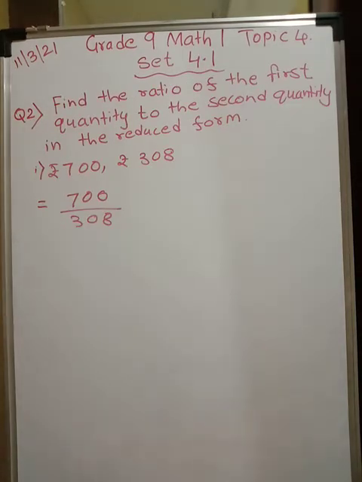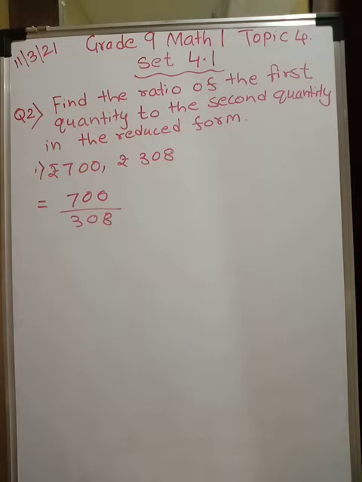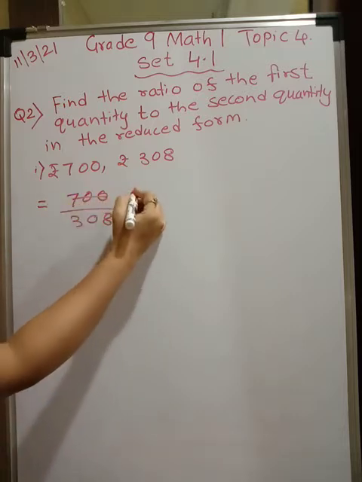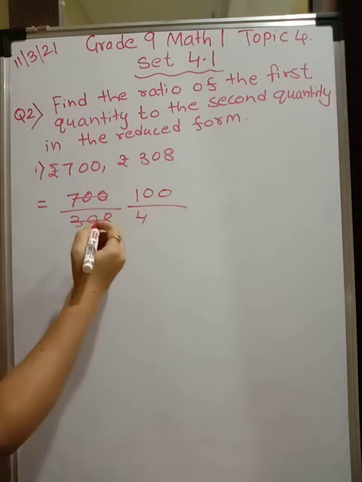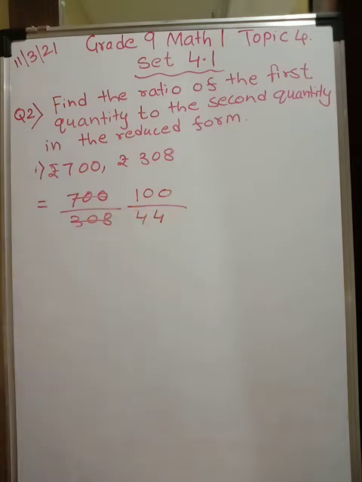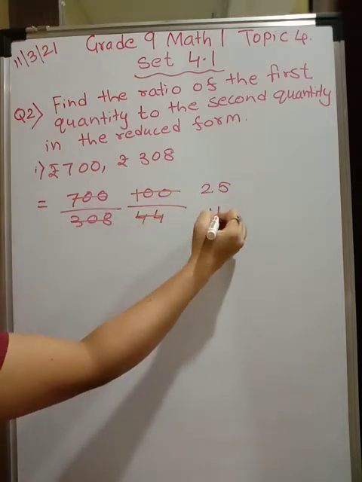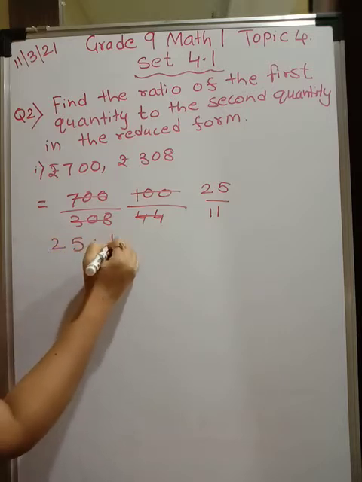Now see the second question. Find the ratio of the first quantity to the second quantity in the reduced form. So first quantity, both are here rupees, rupees. Check that also. If they are in the same units, that is also important. So you have 700 upon 308. So these are divisible by 7. 7 hundreds are 700. And this is 7 fours are 28. And again 4s are 28. Now see, this is so simple. You can divide by 4. 4 twenty-fives are 100 and 4 elevens are 44. Alright. So what is the ratio? It is 25 is to 11.